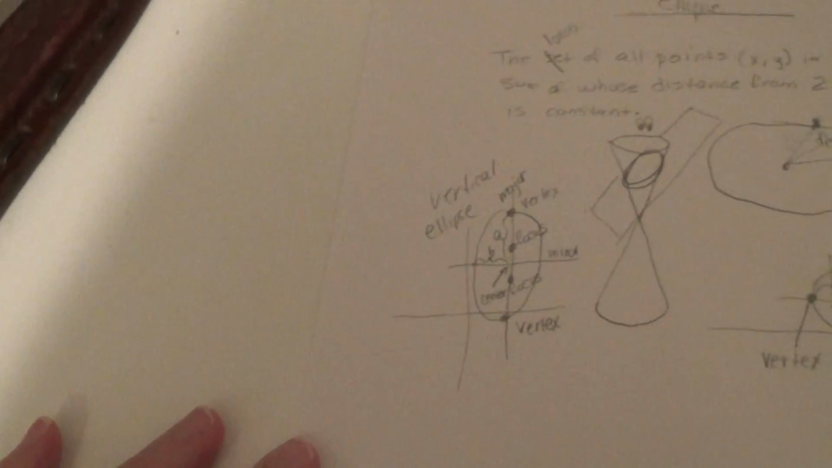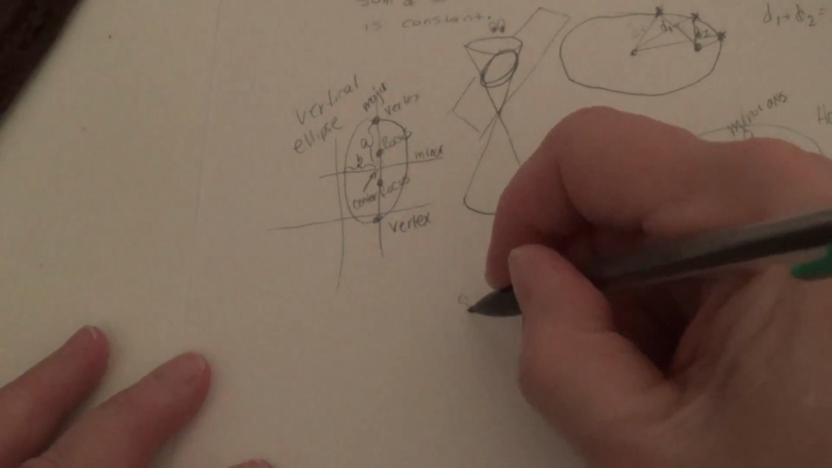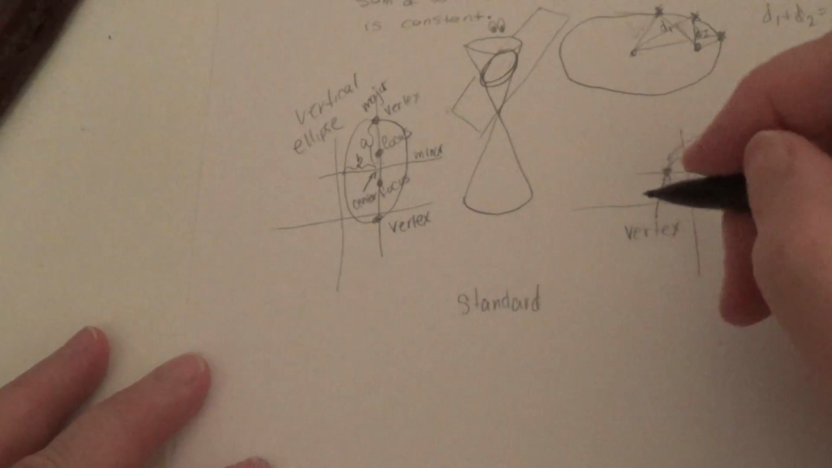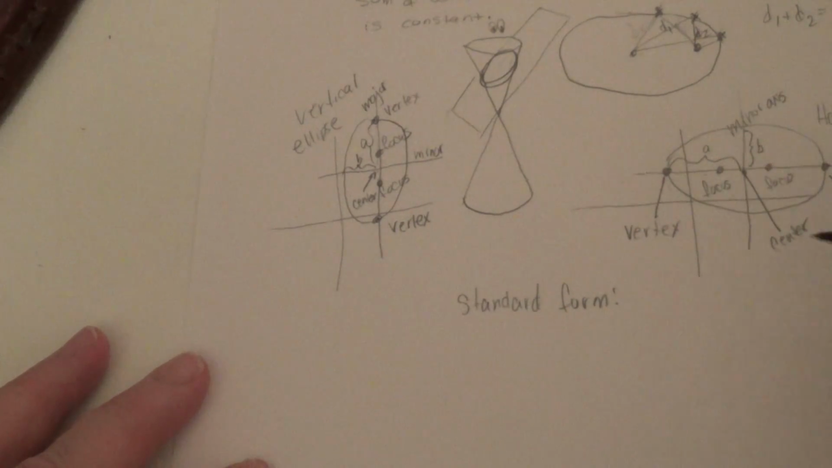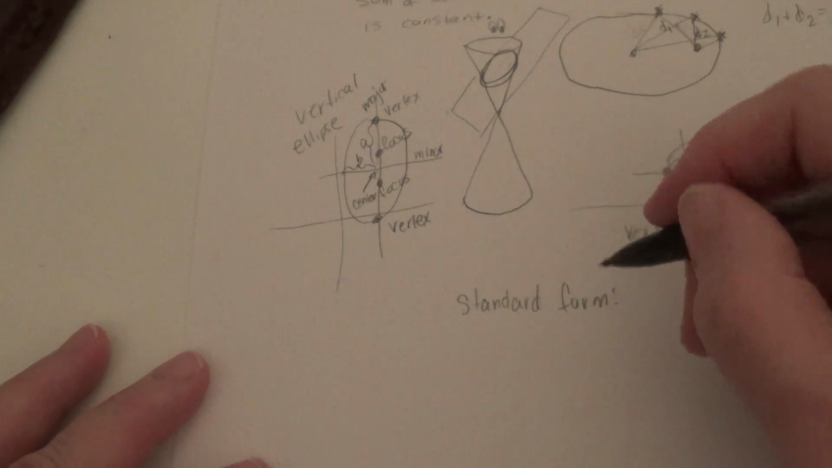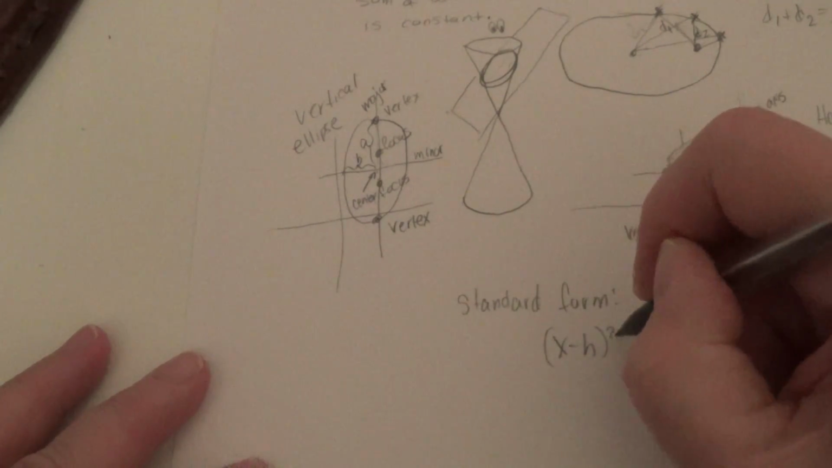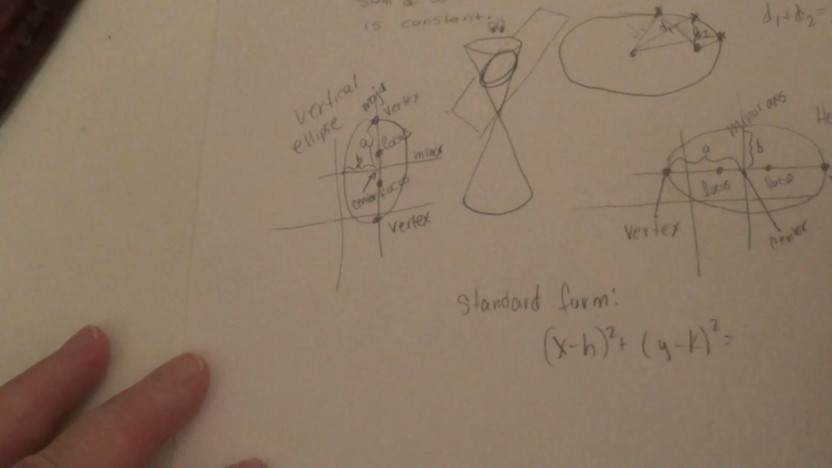Alright, standard form. Stand up, so I can give you standard form. Okay, be seated. We have x minus h quantity squared plus y minus k quantity squared.